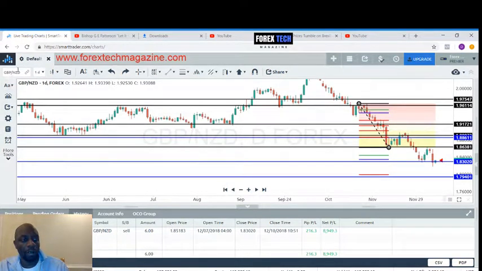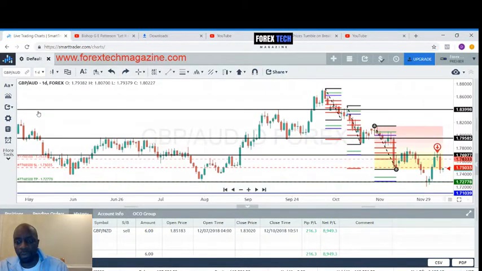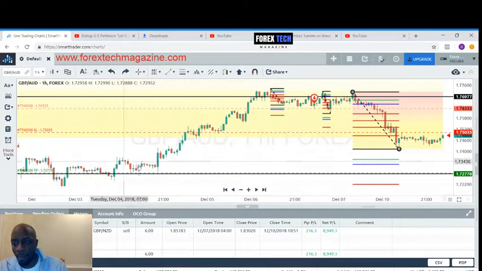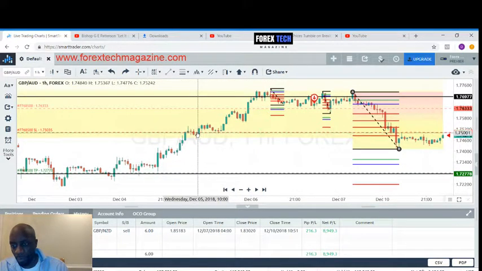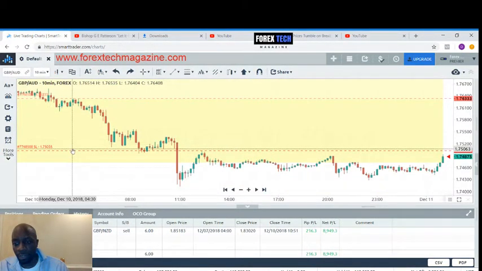Now we still have one trade on the books, and that's the Great Britain pound, Australian dollar. Right now we got that in risk-free trade mode. I'm gonna look at this real quick. We're slowly approaching our risk-free trade, our stop loss. And if it hits, it hits. I mean, it's no biggie. We'll take whatever money we make and just go from there.